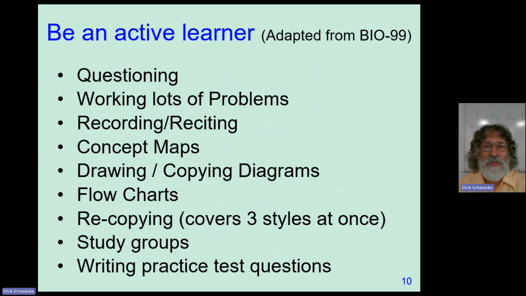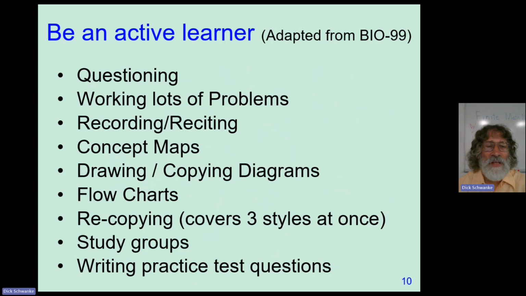Reciting them back, perhaps. Concept maps, maybe. Drawings, diagrams, flowcharts. Those can be really handy in this particular class. So if we have some process we're going through, you can write your own little flowchart on the steps to take, and that can often be quite helpful. Some people recopy their notes, which takes care of a couple of different styles at the same time. Forming study groups can work quite well.